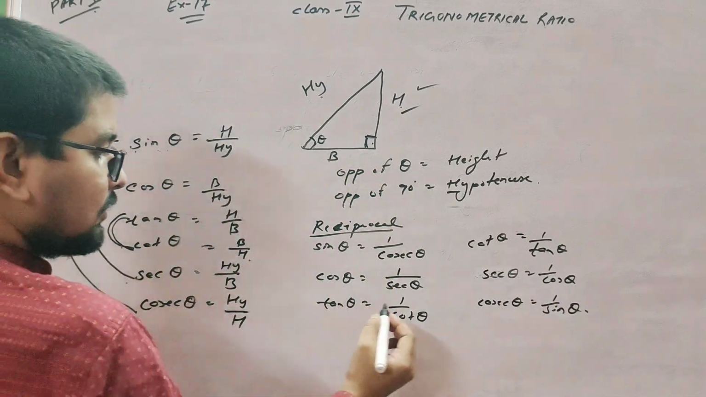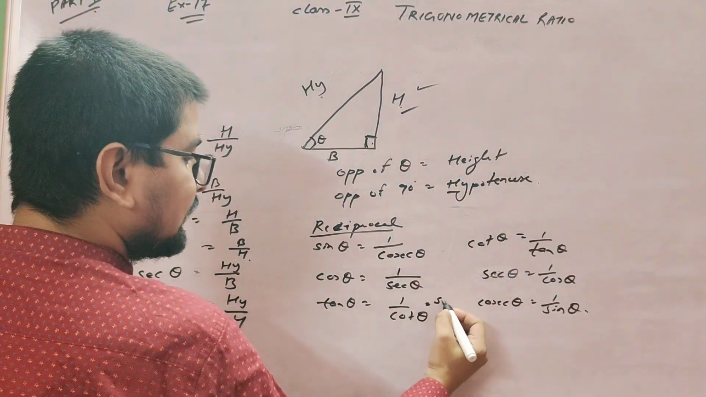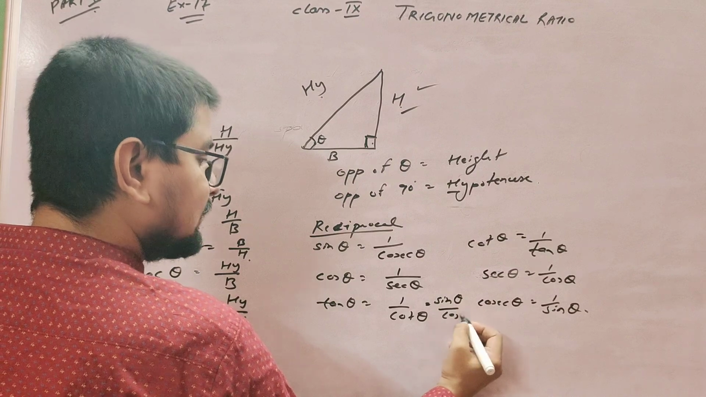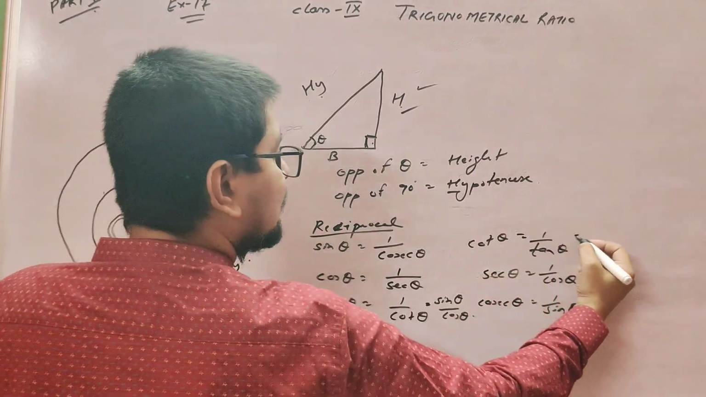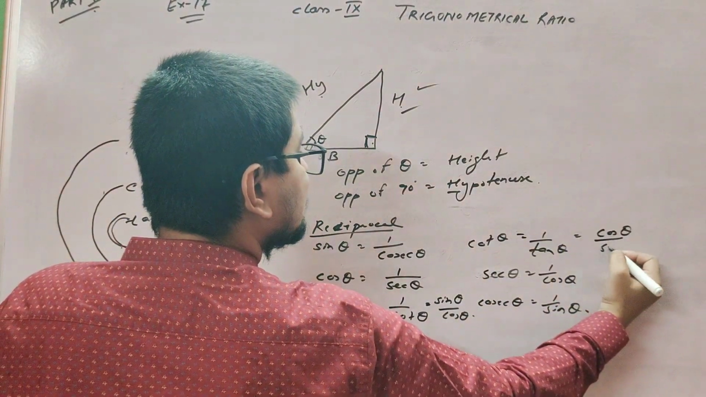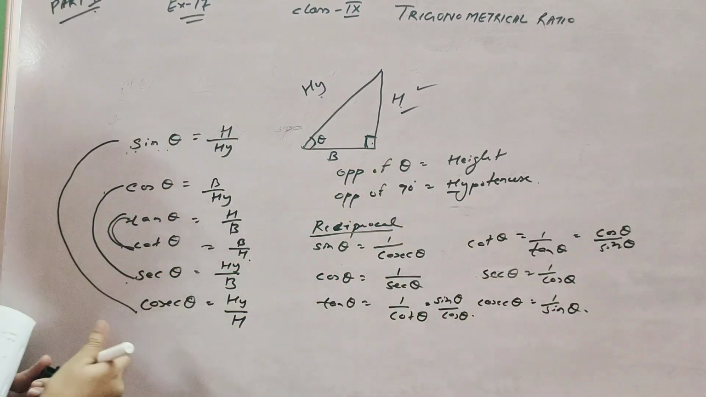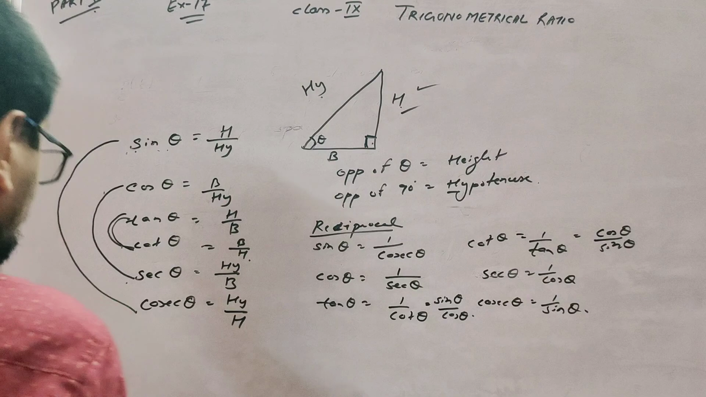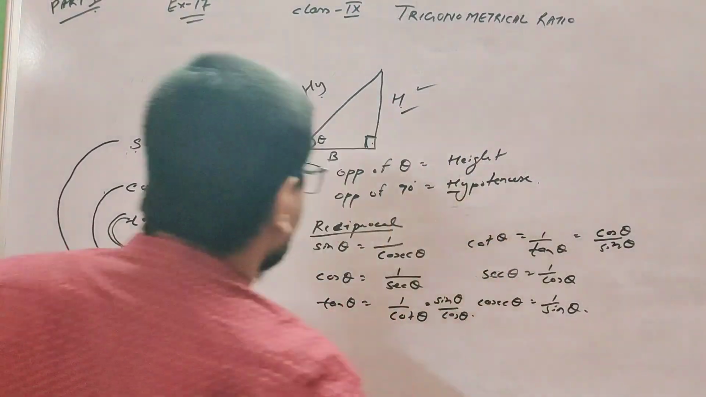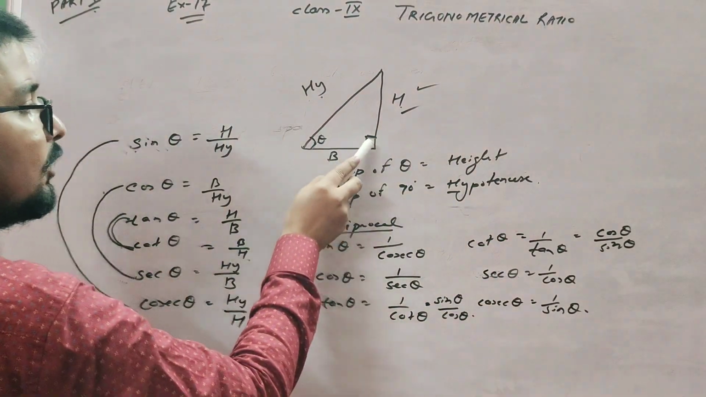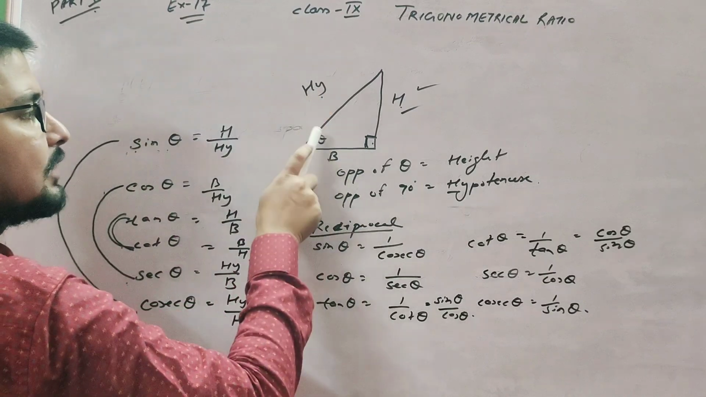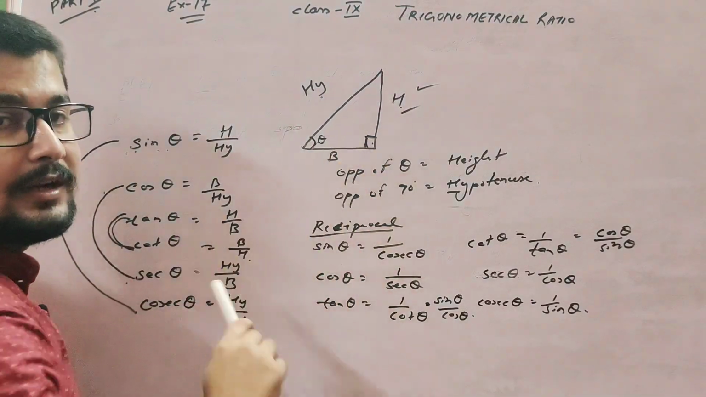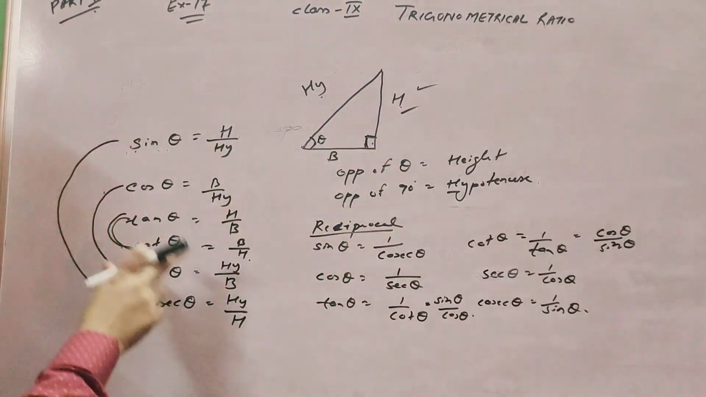And one more thing you also write: tan theta equals sin theta by cos theta, and cot theta equals cos theta by sin theta. These are the basic formulas used in this chapter. Please note down all these formulas. But the major thing we always remember is that the opposite of 90 is hypotenuse, the opposite of the angle is height, and the left portion is base. And these are the 6 thetas.